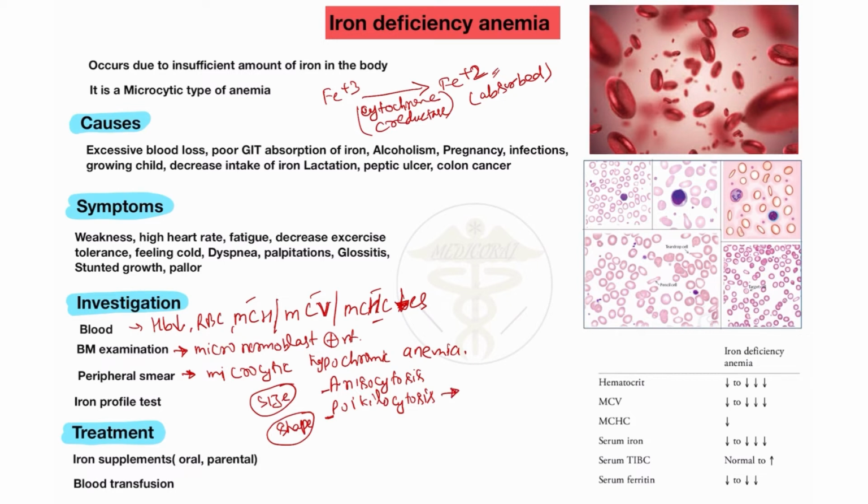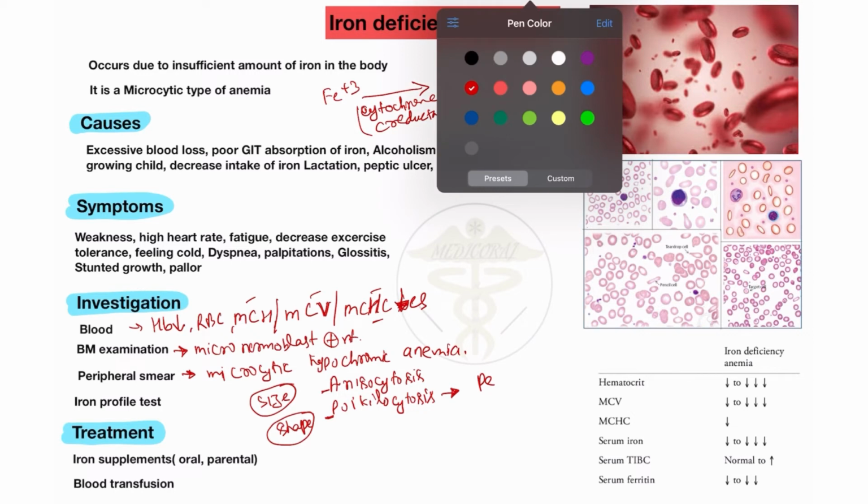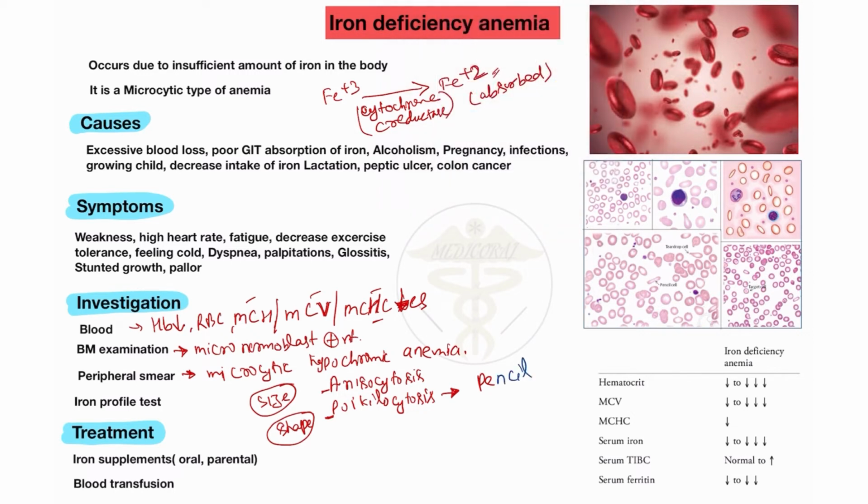Which type of shape will you see in the patient? Pencil like cell or target cell present. Please learn this, this is very important. In the iron deficiency anemia patient, pencil like cells or target like cells are present in the peripheral smear of the patient. After investigation, you will see in the peripheral smear pencil like cells or target cells present.